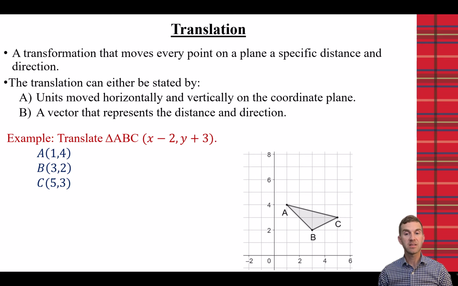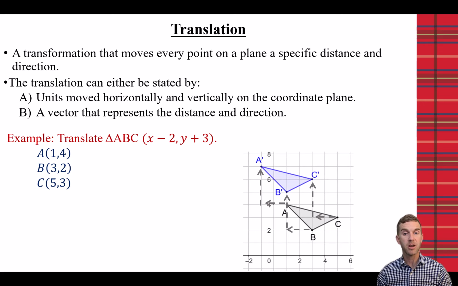So say we have this image here, which is triangle ABC, and we have the 3 points listed to the left. And it's telling us to translate it by x minus 2 and y plus 3. This means shift the entire plane 2 units to the left and 3 units up. We represent that with the triangle by going 2 units to the left for each point and 3 units up for each point to create A prime, B prime, and C prime. And these 3 points would then be labeled as A prime is negative 1, 7, B prime would be 1, 5, and C prime would be 3, 6.